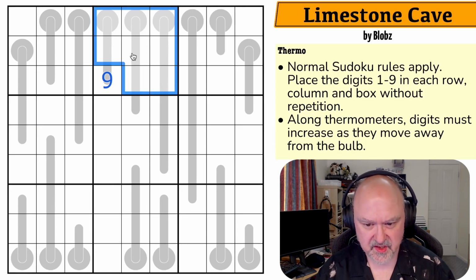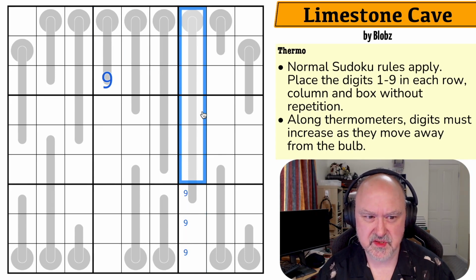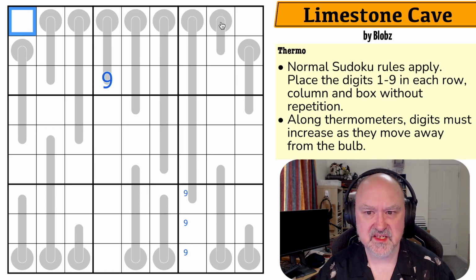Is there anywhere else I can repeat that trick? Sort of. I can say 9 has to be in one of those cells because it can't be in any of those. In this row, 9 has to be in one of those 2 cells, but I'm not sure that's helping me yet.